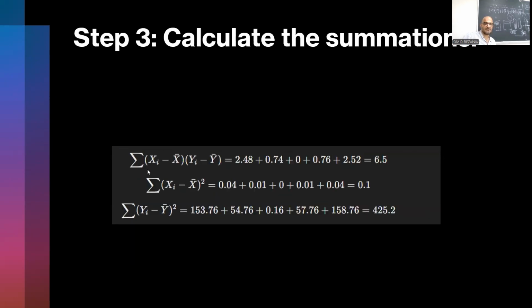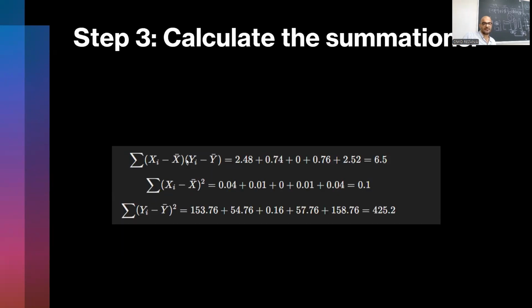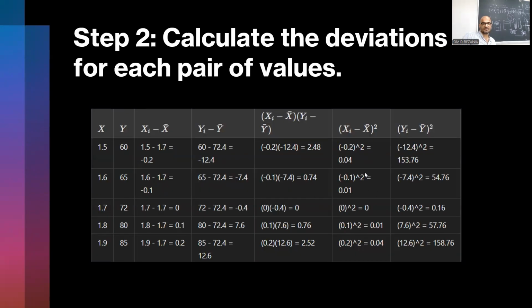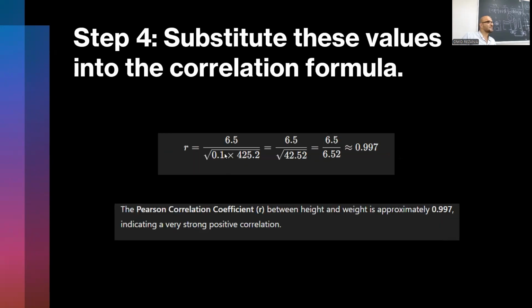Look at that. The sigma xi minus x bar, xi minus y bar. It means that minus 0.2, everything is multiplied by the other. You see? And you get this. You get the sum of it. You also get the sum for the squared one, which we had, 0.04, 0.01. You add everything, and also for the y, and you bring it back to this equation.